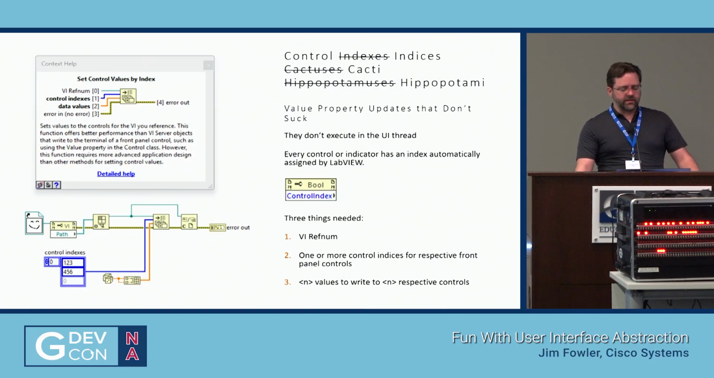To update a control by a control index, you need 3 things. You need a VI refnum, because the control index is not necessarily unique across multiple VIs for obvious reasons. So the control index only applies to the VI that the control or indicator is on. You need 1 or more control indices for respective front panel controls, and you need values to write. If you're updating n controls or indicators, you need n respective values.